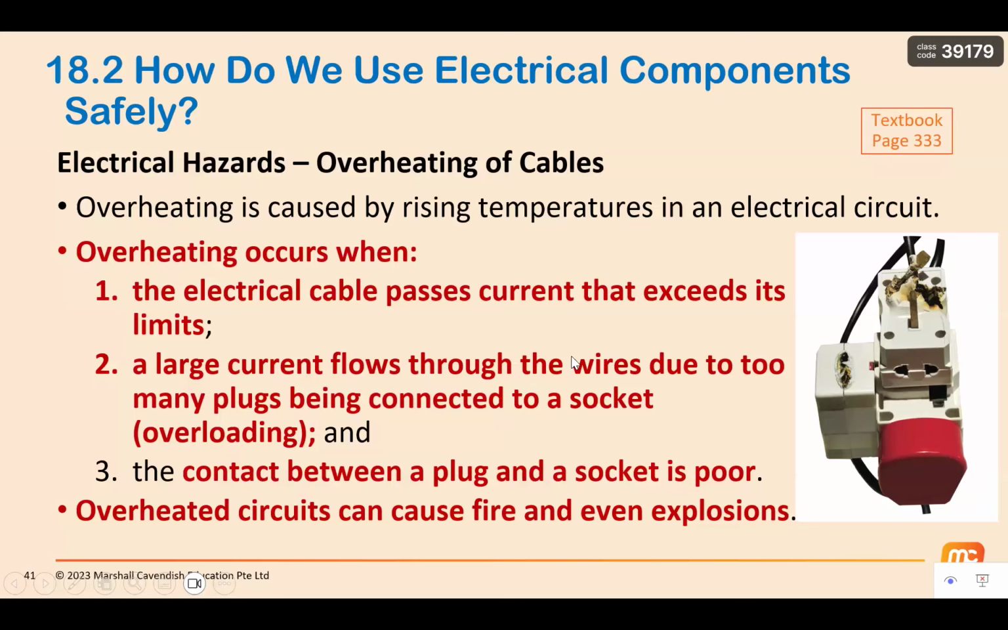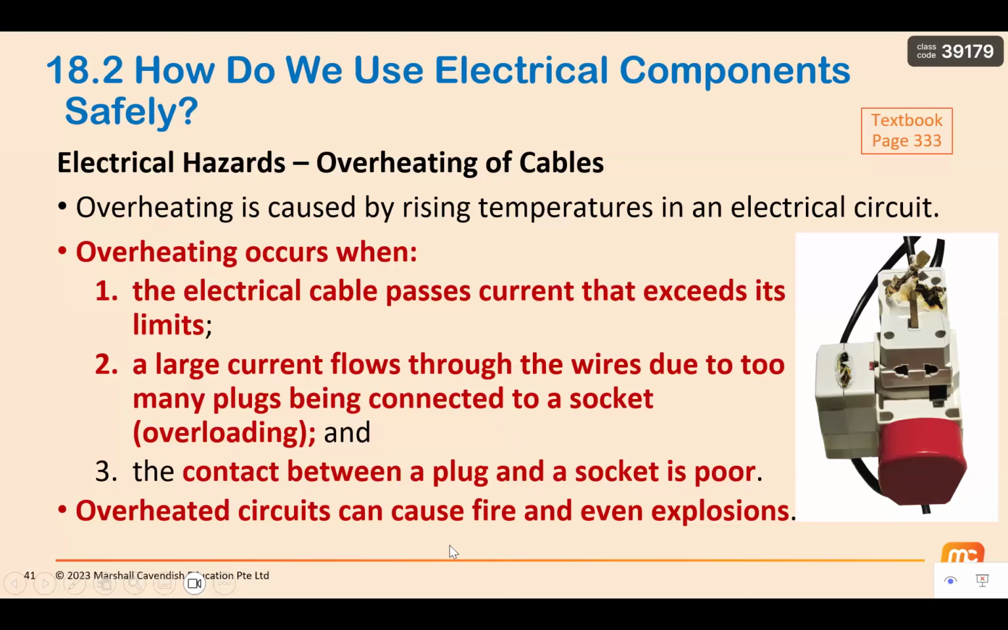Overloading is when you have too many plugs plugged into a single socket, like when you're using a multi-plug, and then you switch on all the appliances. When all the appliances are switched on at the same time, it draws a large amount of current from the main socket. And when the current exceeds what the main socket can provide, we say that there is overloading. When there is overloading, a large current flows, it generates a lot of heat, and this will cause an electric fire. It doesn't cause an electric shock, but it causes an electric fire.